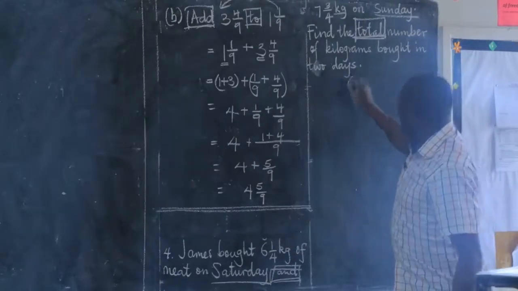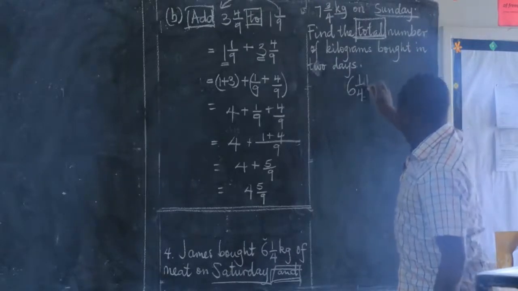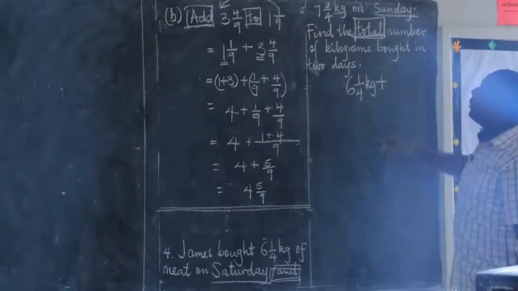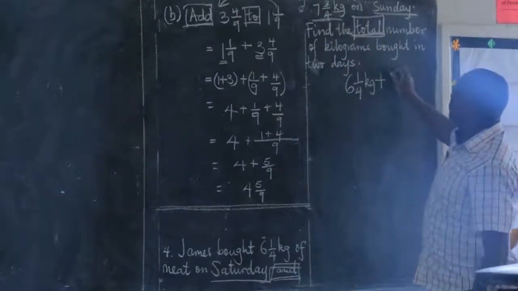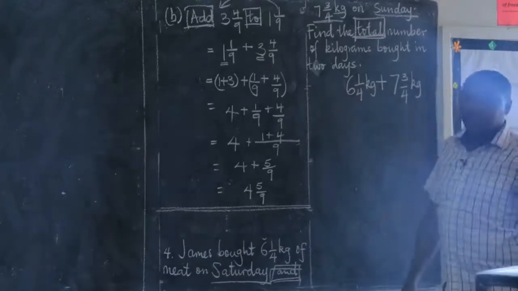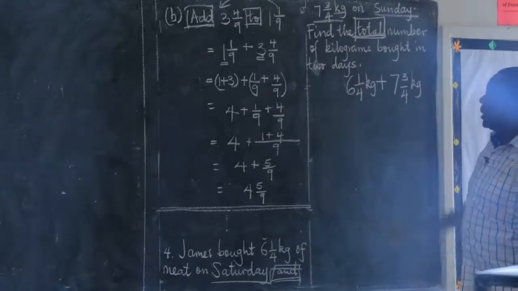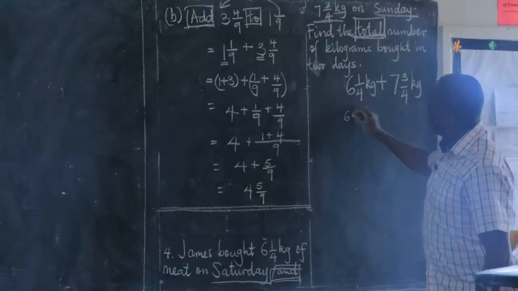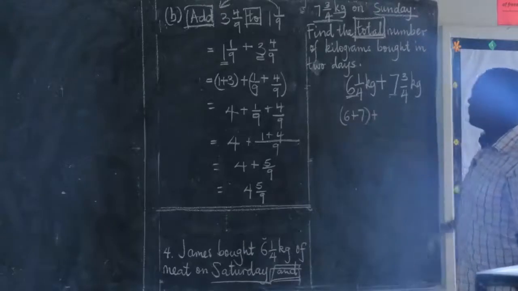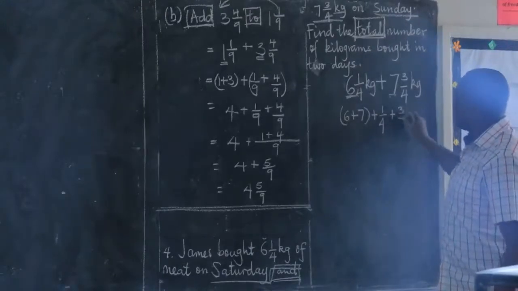Let's get the kilograms of meat that were bought on Saturday, and this is 6¼. Then we add how many were bought on Sunday. There were 7¾ kilograms. Hope you are watching. Likewise, we take this one the way we've gone with the other one. So we'll have our 6 whole number plus 7, just this plus that. We have the brackets plus. What do we have here? We have 1/4 plus 3/4.